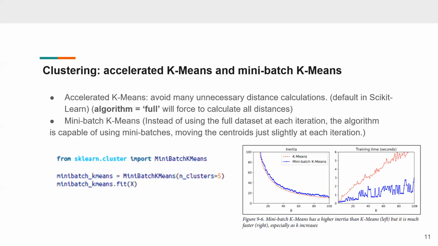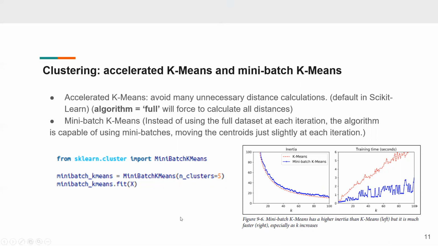And then mini batch k-means: instead of using the full data set for each iteration, the algorithm is capable of using mini batches, moving the centroid just slightly at each iteration. So let's look at this one.